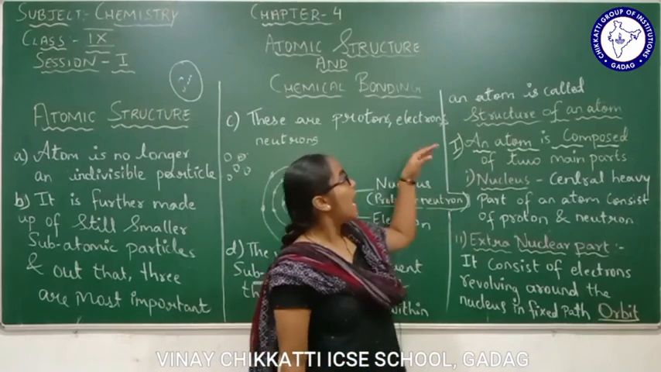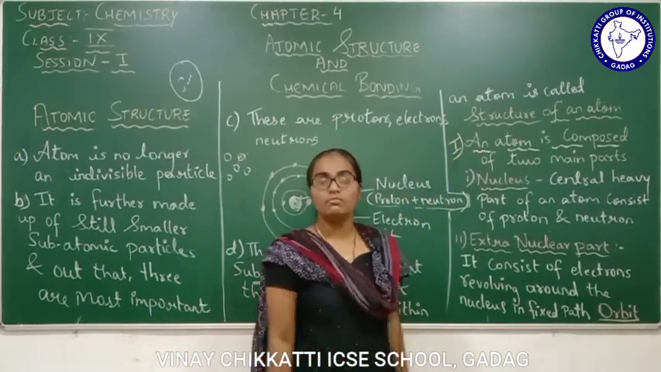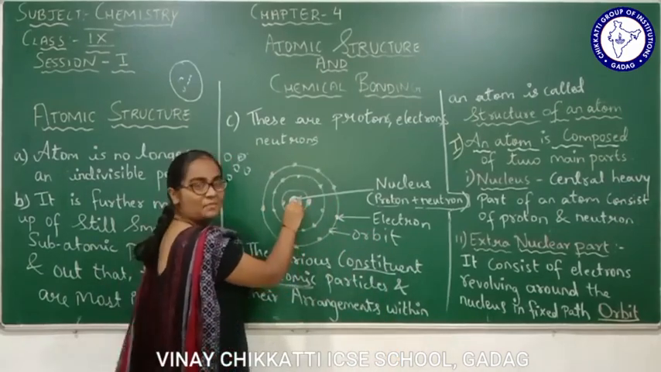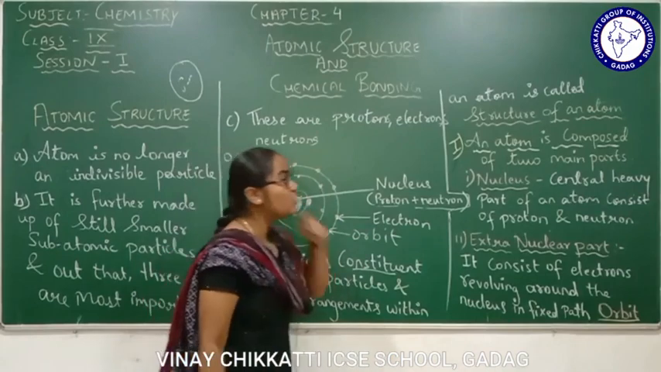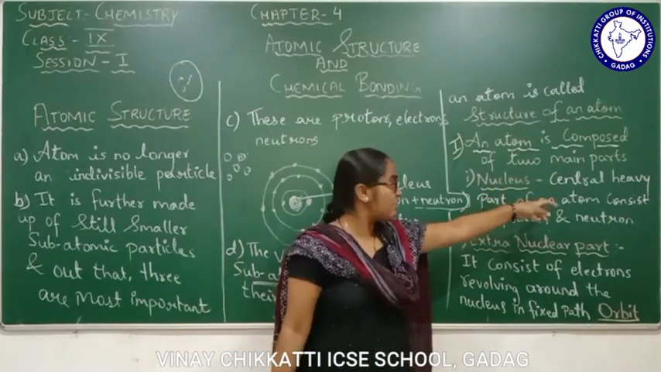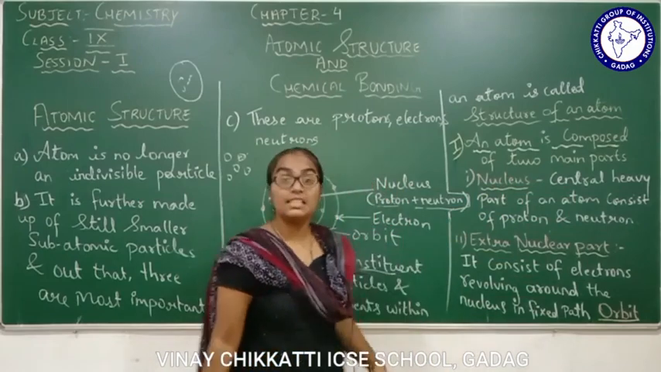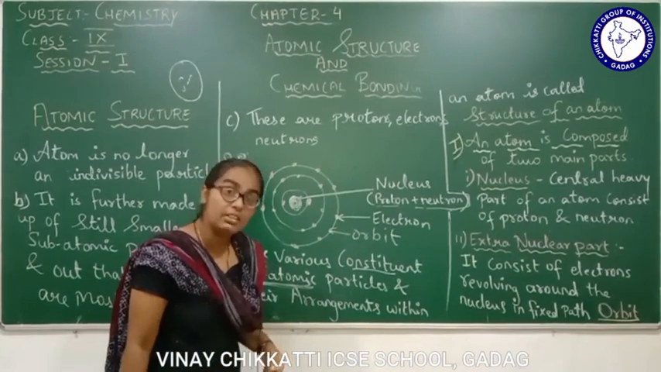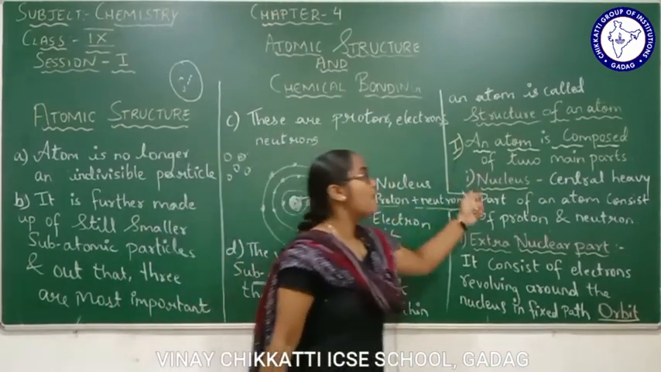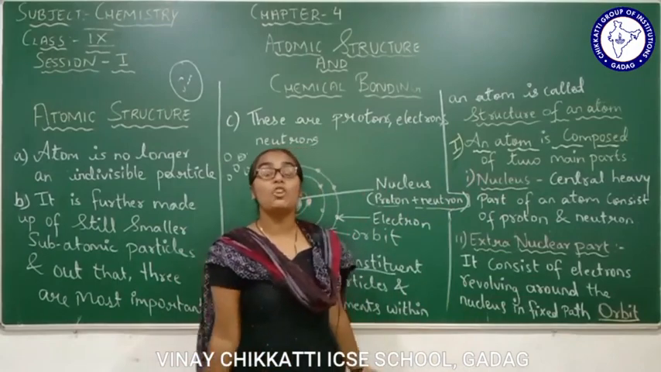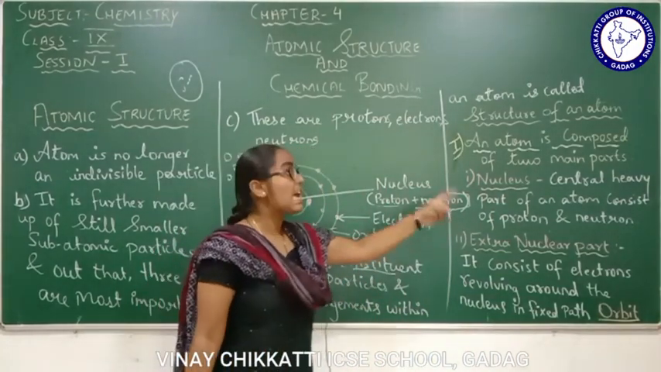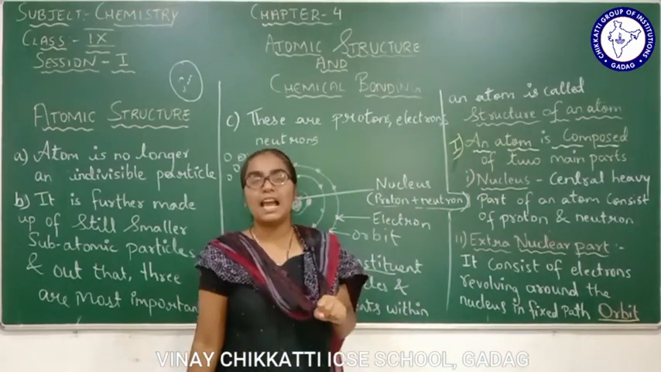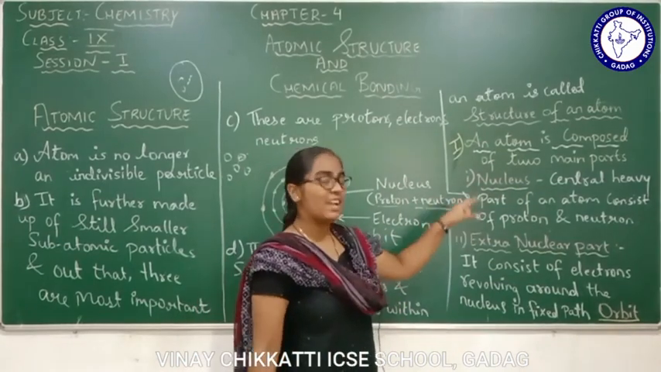Okay. Now atom is composed of two parts. You know that. Atom is composed of two most important parts. First one is the nucleus. What is the nucleus? It is a central heavy part of an atom. Central means it is located at the center, thereby it is called central. It consists of two subatomic particles, they are proton and neutron. So nucleus is a central heavy part of the atom which consists of proton and neutron.